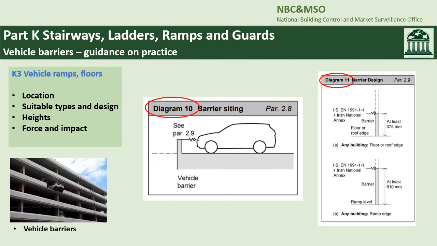TGD Part K requires that vehicle barriers are installed at the edge of floors, including floors level with the ground, and roofs, and that the barrier height must be at least 375 millimeters, and along vehicle ramps, the barrier must be at least 610 millimeters. Barriers should be designed to resist lateral loads as noted in paragraph 2.9 of TGD K, which refers to I.S. EN 1991-1-1.